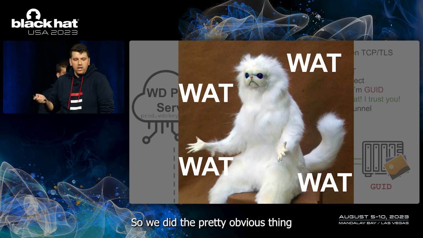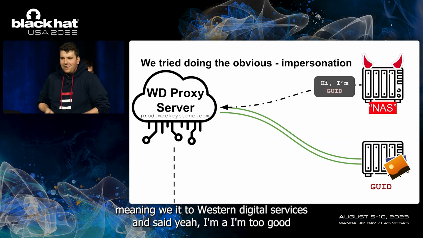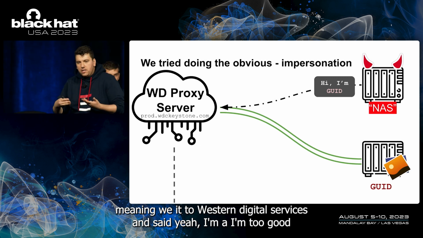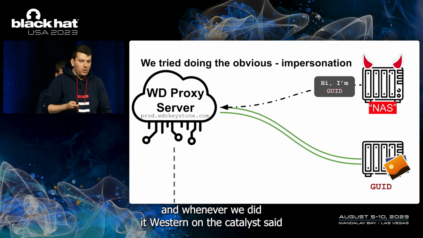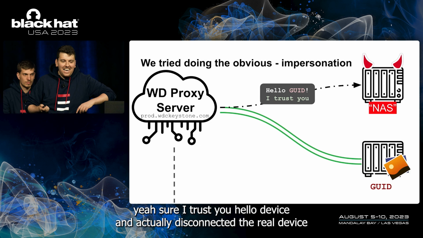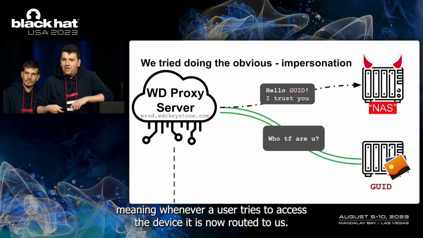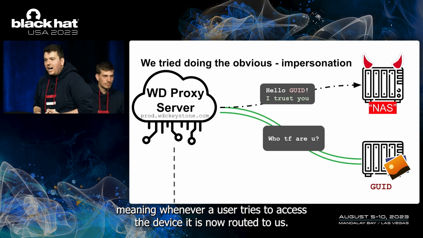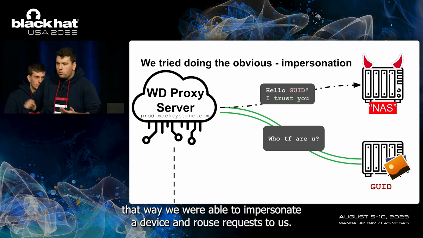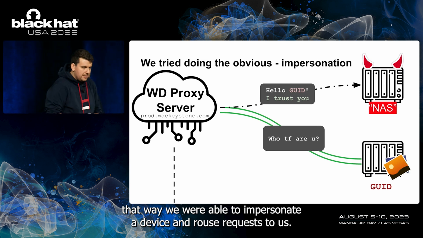So we did the pretty obvious thing and simply implemented this on our own. Meaning we connected to Western Digital servers and said, yeah, I'm the GUID. And whenever we did it, Western Digital said, yeah, sure, I trust you, hello, device. And actually disconnected the real device. Meaning whenever a user tries to access their device, it is now routed to us. That is actually pretty crazy when you're thinking about it, because that way we were able to impersonate the device and route requests to us.